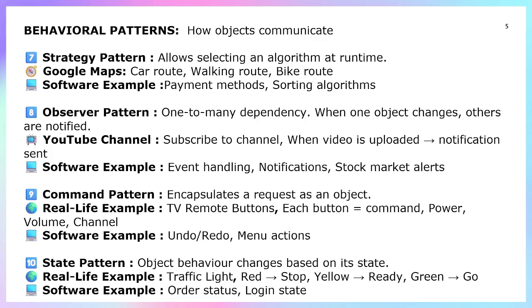State pattern: the object's behavior changes based on its state. This is a very simple way in which we can understand the basics of state. For example, once you order items, the initial state is order verify. Once the order is verified, the state changes to order processing, right? Once the order is processed, the status changes to order is going to be delivered, right? And once the order is delivered, the status changes to order delivered, right?